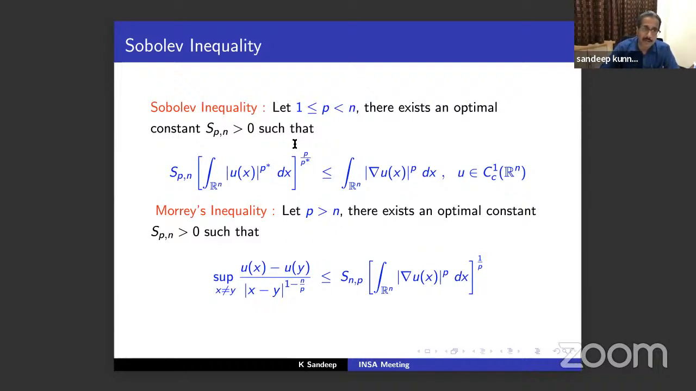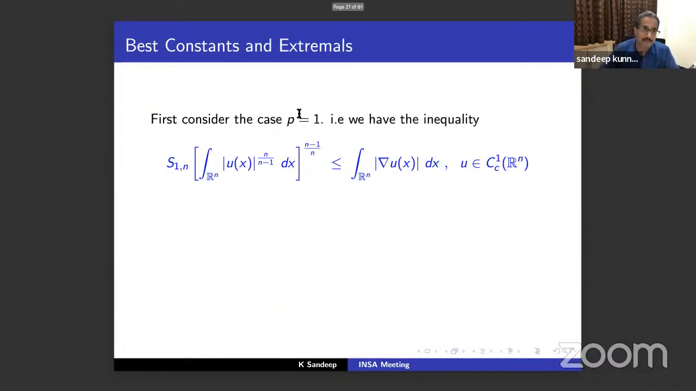So let me start looking at these inequalities. It may look as if it is just an inequality, but the best constant in this inequality, and the extremals of this inequality, have connections with various problems from PDE and geometry. So I'm going to explain some of the related problems first. First, I'm going to talk about the Sobolev inequality in the case p equal to 1. So let me rewrite that inequality for p equal to 1.